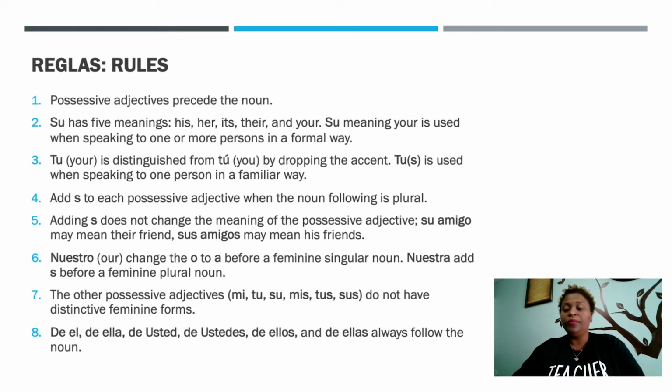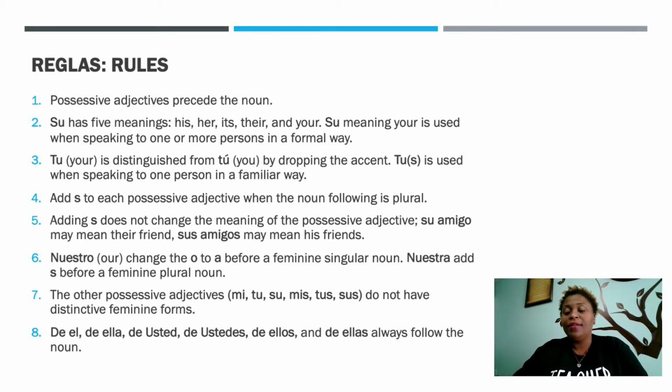Okay? Number 4, you add s to each possessive adjective when the noun following is a plural. Okay, so when it is a plural, you add the s. Number 5, adding the s does not change the meaning of the possessive adjective. Su amigo may mean their friend. Sus amigos may mean his friends.